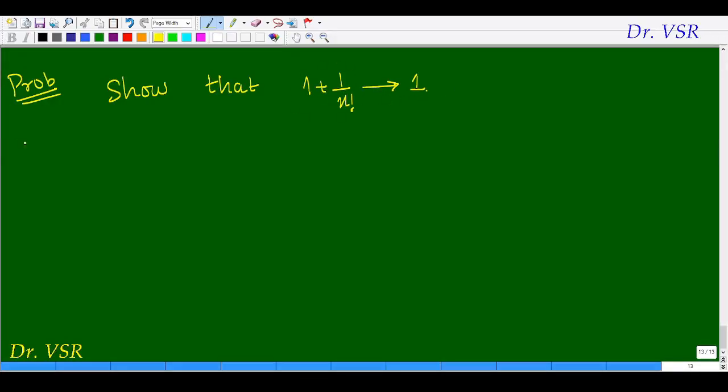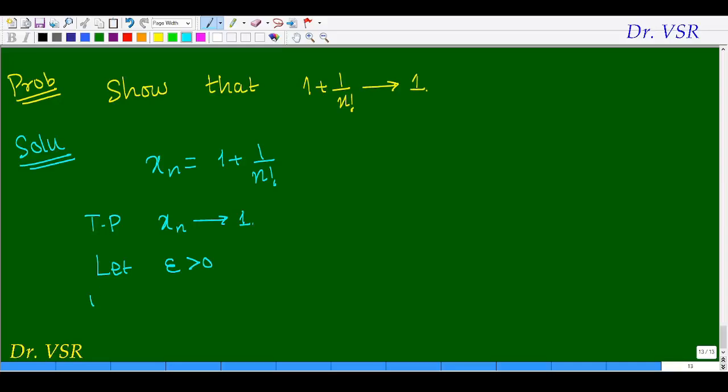So here the solution is as follows. I'll take xn equal to 1 plus 1 by n factorial. So what do we have to prove? To prove xn converges to 1. So how do we start? Let epsilon be positive. Okay, so what do we have to find? Find a natural number N such that modulus of xn minus 1 is less than epsilon for every n greater than or equal to N.